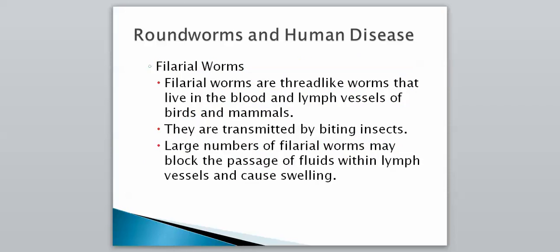So our next worms are filarial worms, and these are thread-like worms that live in the blood and lymph vessels of birds and mammals. And they get into humans by biting insects. So from anywhere, they're transmitted by biting insects. And large numbers of filarial worms may block the passage of fluids within lymph vessels and cause swelling. So if you get into your lymph nodes, they could cause swelling there. So that's how you get filarial worms.